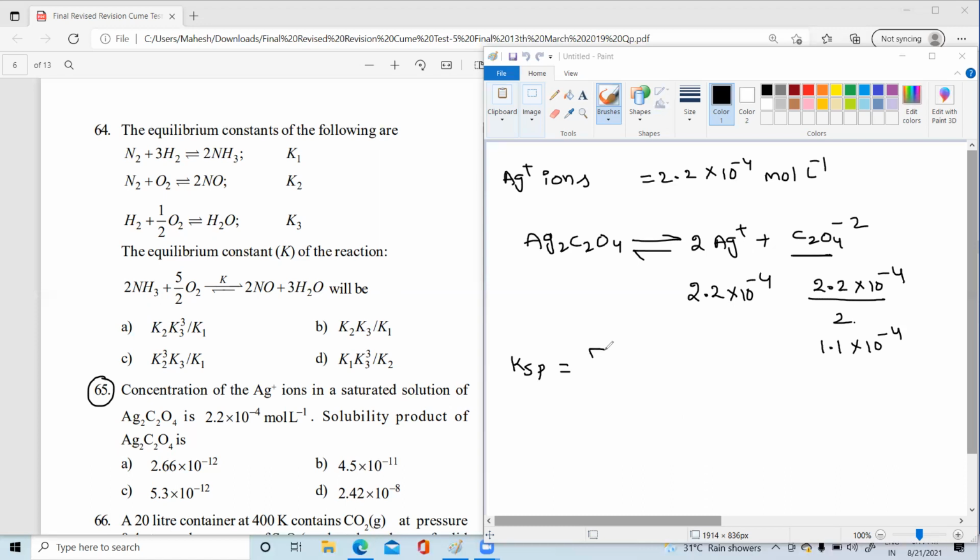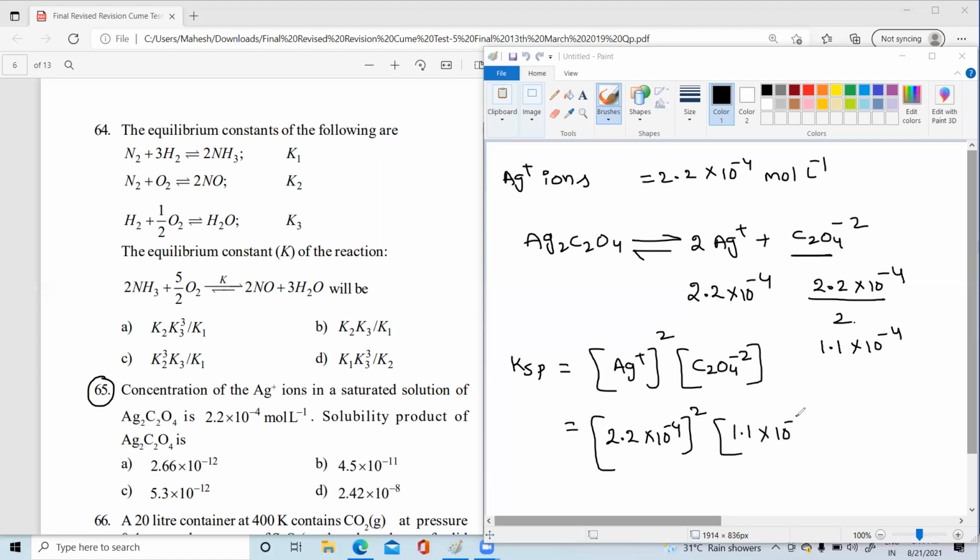Ksp equal to the concentration of Ag plus raised to the power of 2 times the concentration of C2O4 minus 2. The Ag plus concentration is 2.2 into 10 to the power of minus 4, raised to 2, and the concentration of C2O4 is 1.1 into 10 to the power of minus 4. On simplification, students, we get the answer 5.3 into 10 to the power of minus 2. So option C is the correct one.